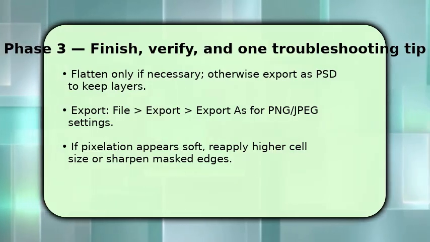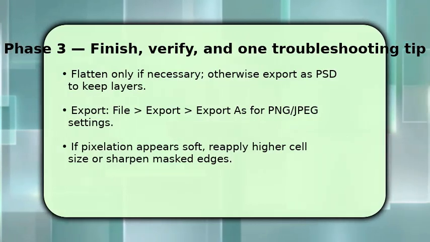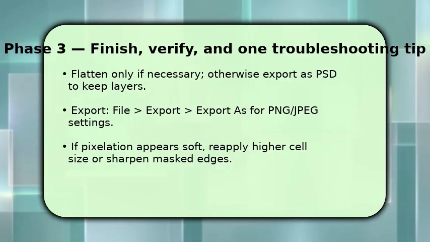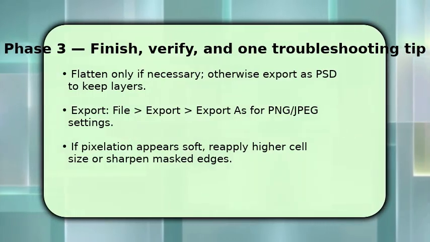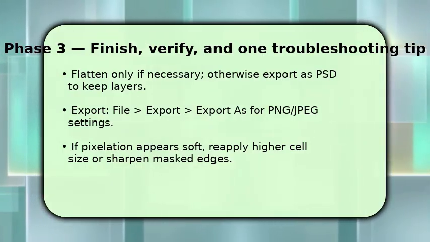If the pixelation looks too soft after export, reopen the smart filter and increase the cell size, or add a subtle unsharp mask to the masked pixels. One key tip: if selection edges show halos, refine the mask with a small feather and paint at 100%.